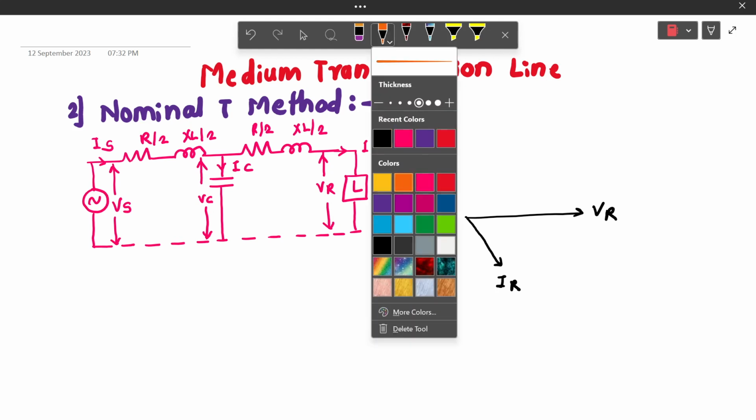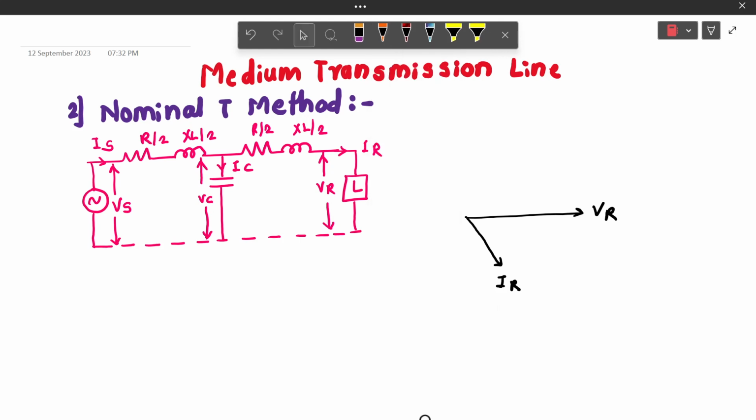Now, if we see the current IC passing through the capacitance, the voltage across the load is Vr, hence the current through capacitance is leading by approximately 90 degree to voltage Vr. Hence, the current is drawn as shown in figure perpendicular to Vr. Similarly, we can draw current IC from this point.